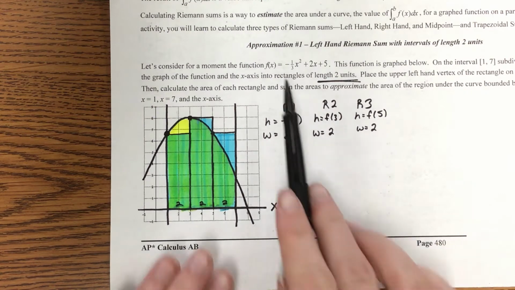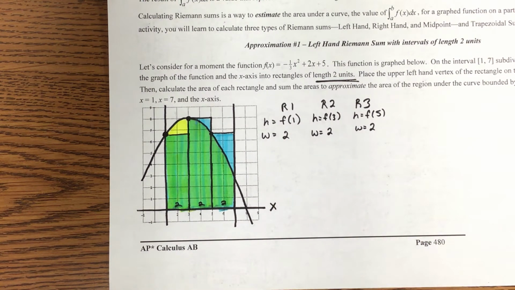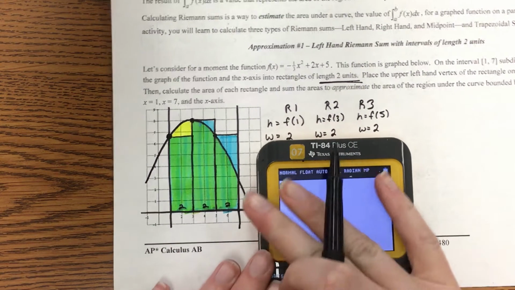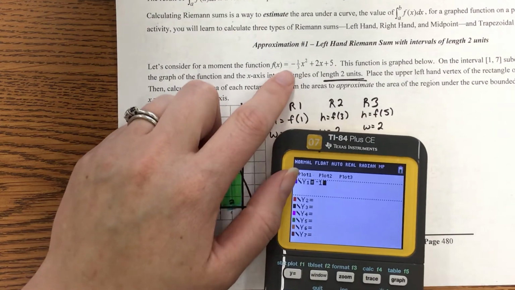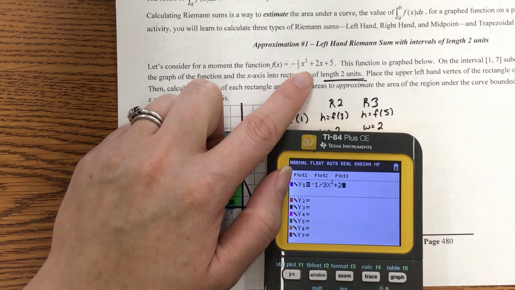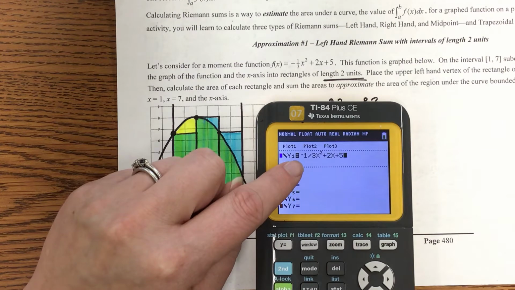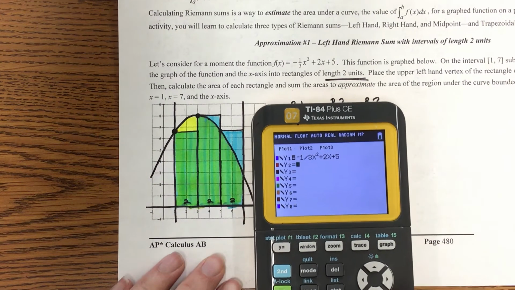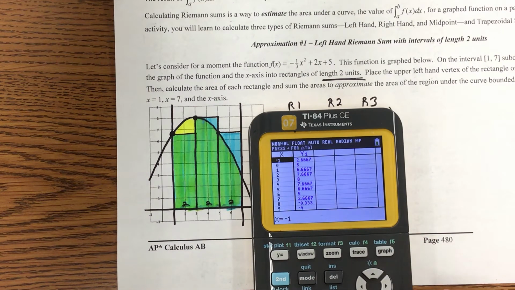We are given the function f of x equals negative 1/3 x squared plus 2x plus 5. So we can use the calculator to figure out those exact heights. I'm going to plug into y equals negative 1/3 x squared plus 2x plus 5. All right, just plug that into the y equals. And since we are plugging in whole numbers, I'm going to go to the table.